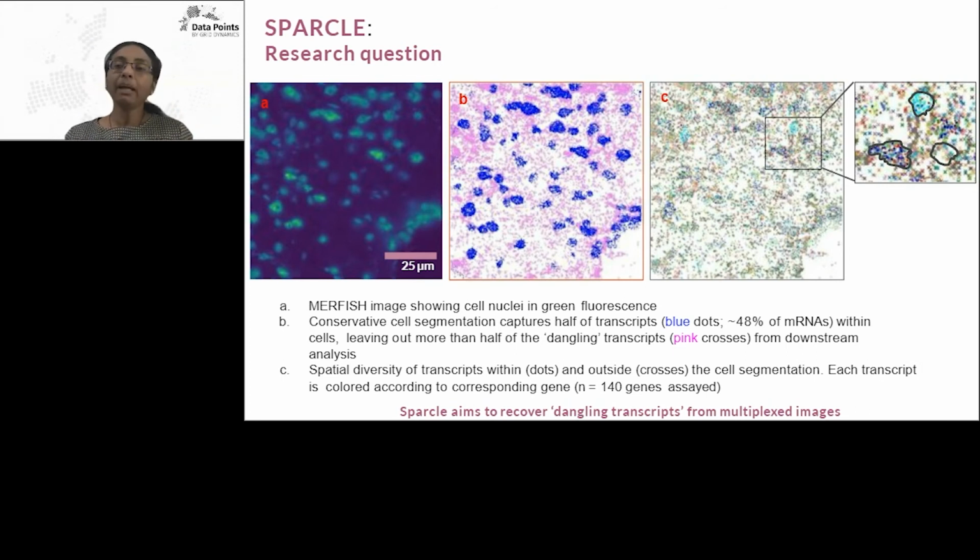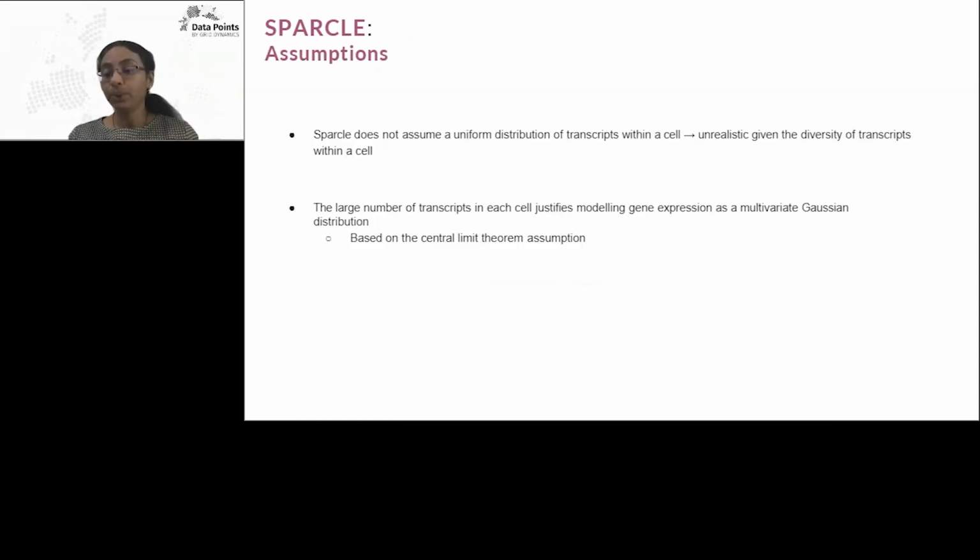So in Sparkle, what we were doing was trying to recover the pink crosses that were outside the cells and assigning them to cells. So like you can see, this is a huge computationally expensive problem. We do not assume any uniform distribution of mRNA transcripts within the cell, and like you can see, they're very far and spread out. And there's a large number of transcripts in the cell that allows you to use a multivariate Gaussian distribution for clustering.